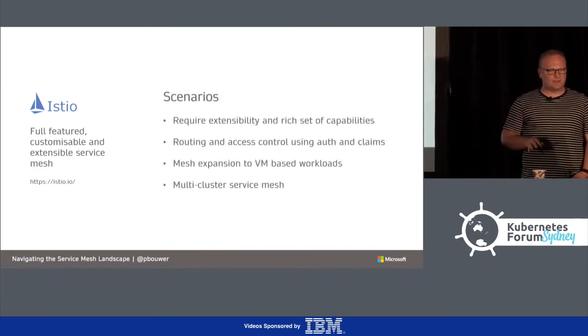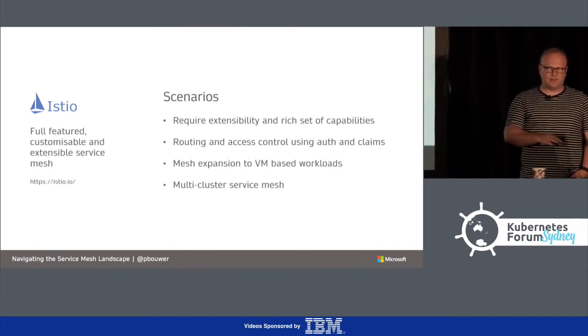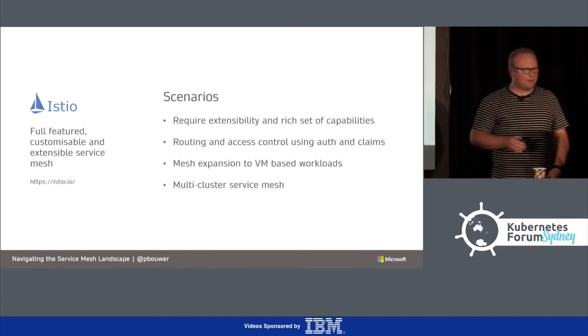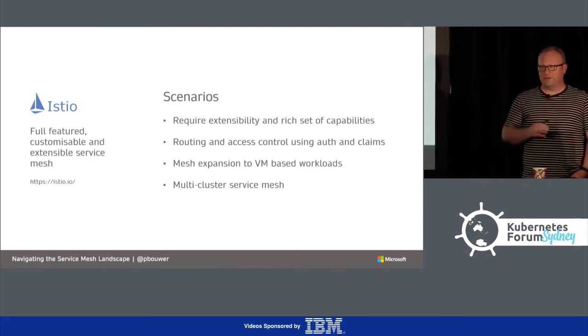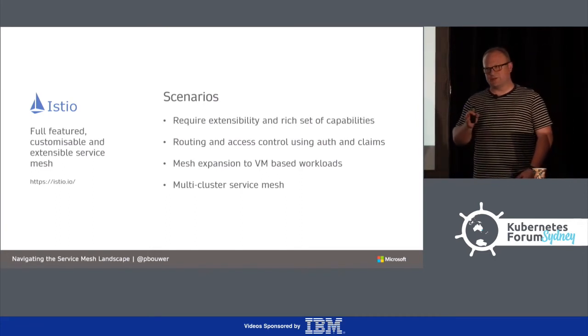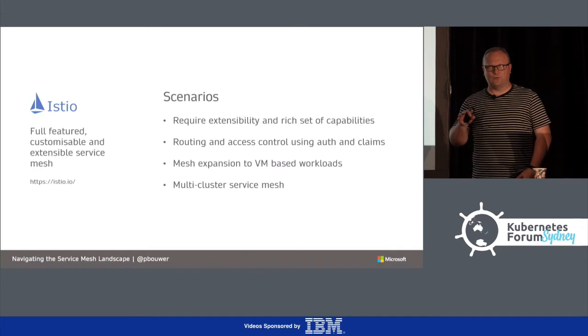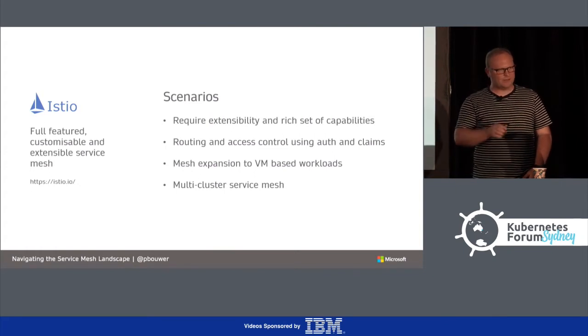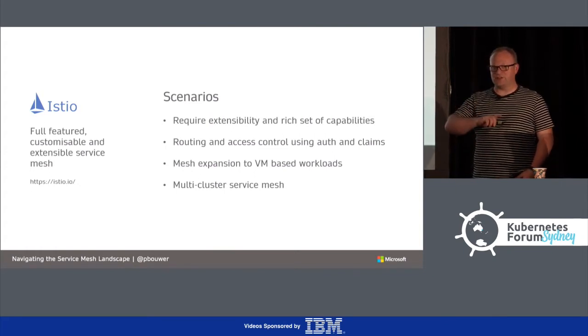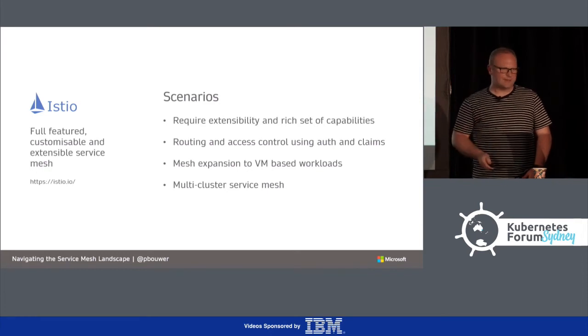So if you're looking at Istio, typically, if you have these type of scenarios, then Istio is probably a good fit for you. If you require a number of those capabilities that are listed, it's good for you. If you require routing and access controls based on auth or JWT or claims, Istio is a really good option. Also, if you want to extend your service mesh across Kubernetes clusters and virtual machines, this is also a very good option. And they also support multi-cluster out of the box, so you can actually span the mesh across multiple clusters.